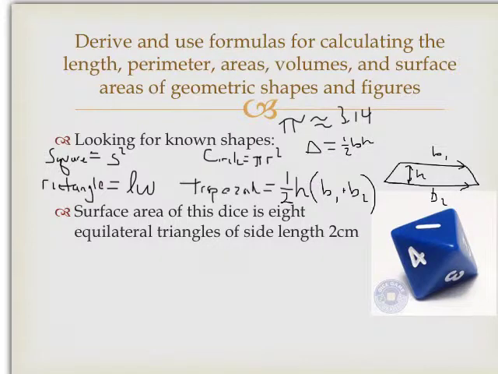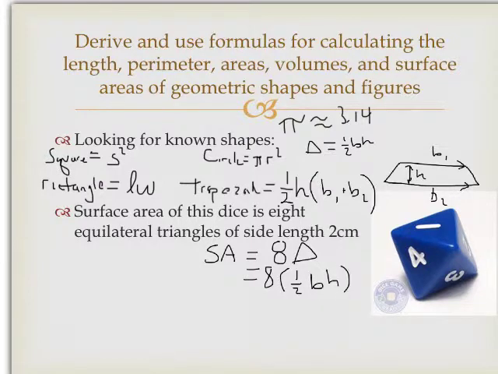So that brings me to this example. Let's find the surface area of this dice if it is 8 equilateral triangles with a side length of 2 centimeters. Okay? And so the surface area for here, I'm going to say that this is going to be 8 triangles. Okay? And I'll write that out masterfully like that. Which means that our total surface area is going to be 8 times the surface area of one of those triangles, or the area of one of those triangles, 1/2 base times height.